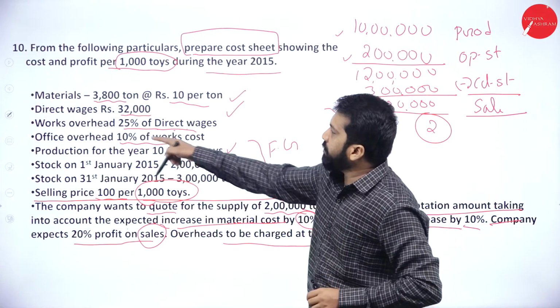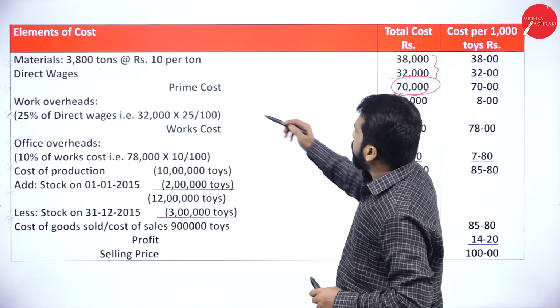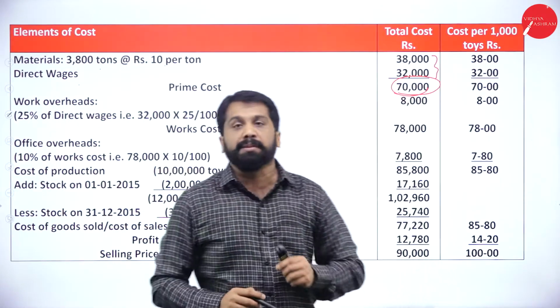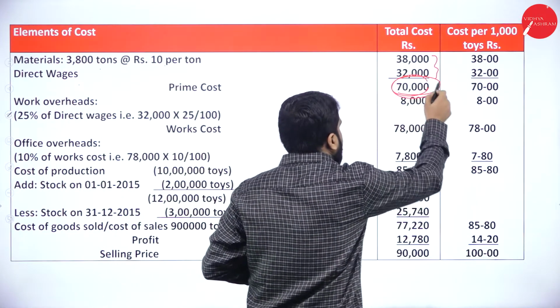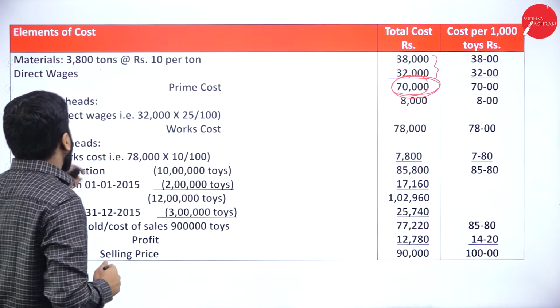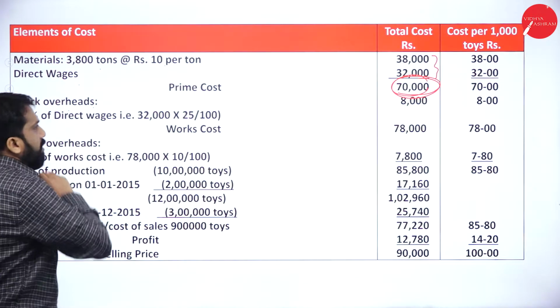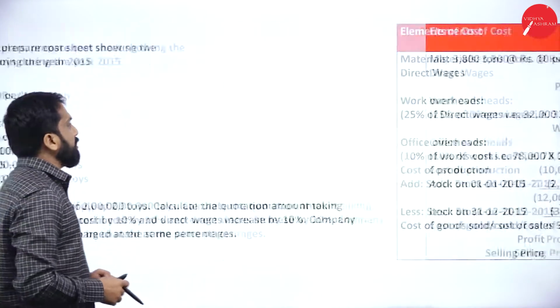Yes. Next one is works overhead. We will do it later. Now, so it will be 38,000 plus 32,000. It will be how much? 70,000. Any doubt up to this? No doubt. Next, add works overhead 8,000. Where is this 8,000? We'll check.